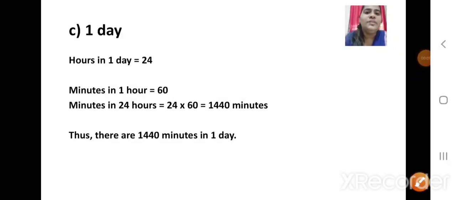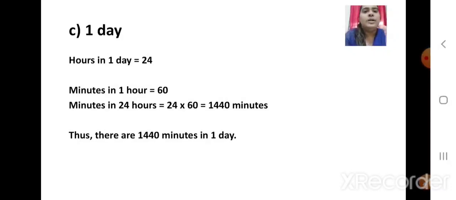Children, next we have to find out in 1 day how many minutes are there. Right? So write question C. Hours in 1 day, right? How many hours are there in 1 day? 24 hours. So minutes in 1 hour is equal to 60, right? If in 1 hour there are 60 minutes, then we have to find out in 24 hours how many minutes will be there. Okay, are you understanding?